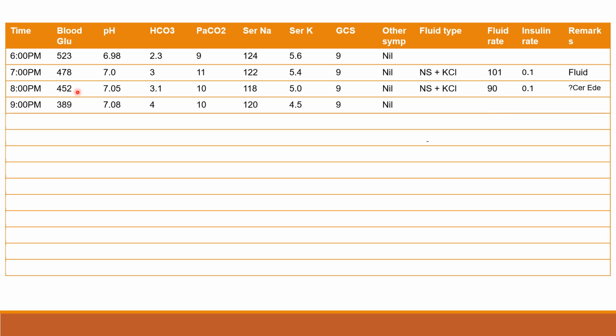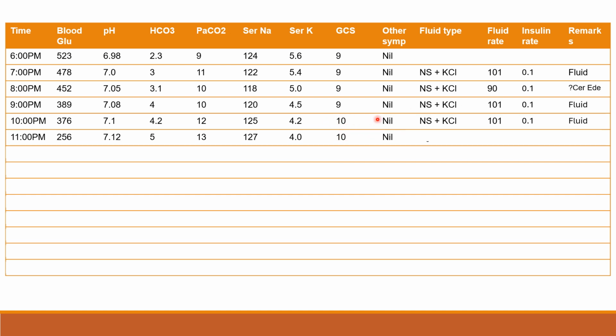Now see the next hour, RBS is decreasing, acidosis is improving, sodium has started increasing, which is expected. So we'll make our fluid rate again 101 ml per hour and we'll continue the same fluids. Now at the next hour, hyperglycemia has improved, acidosis is improving, everything is improving, even the GCS is also improving. So we have to continue the same fluid.